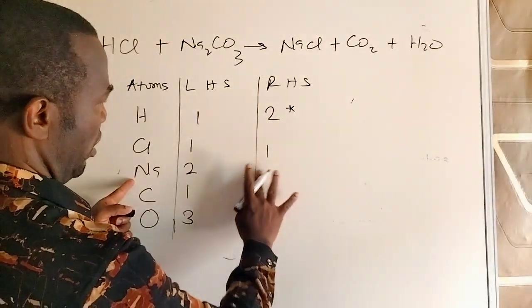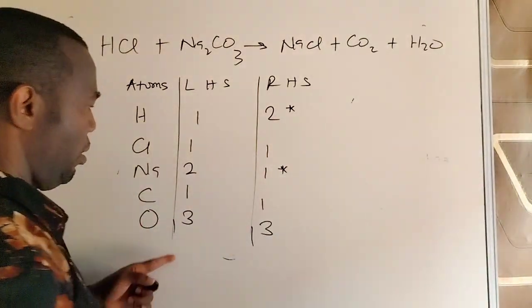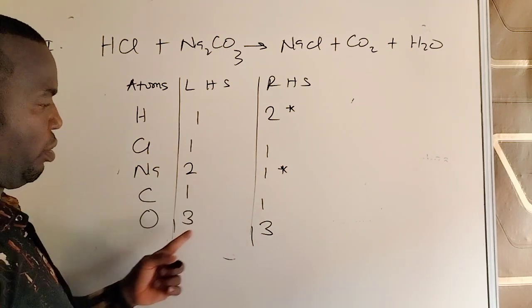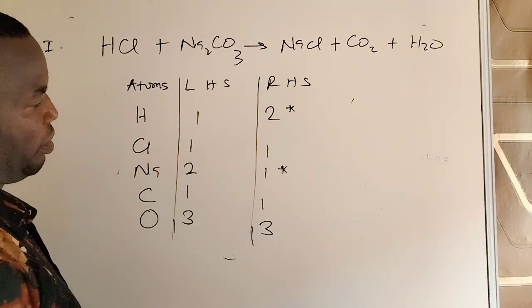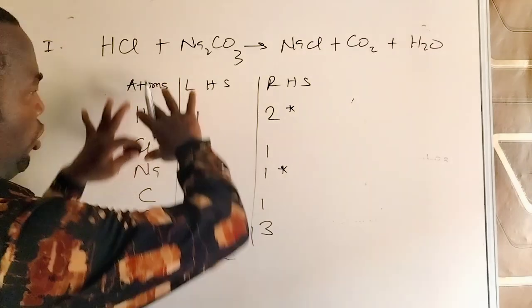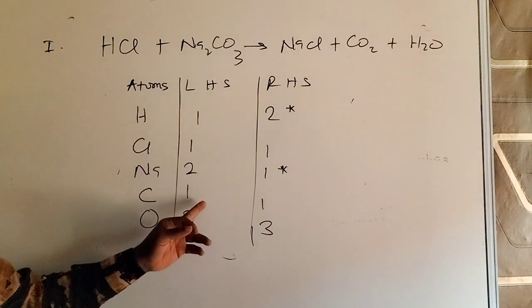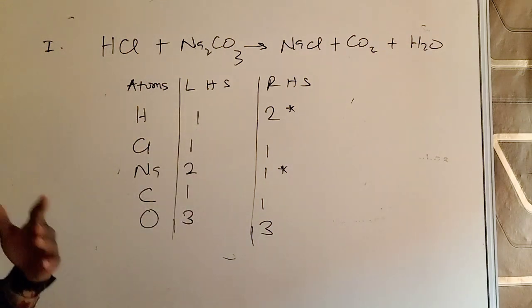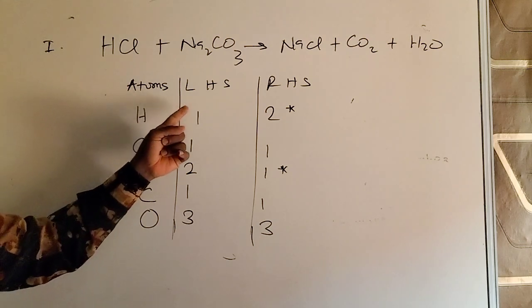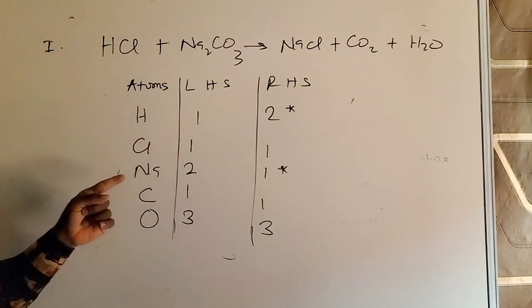Sodium is 2 and 1. Carbon appears balanced, oxygen appears balanced. As long as 2 elements are not balanced here, the whole equation is not balanced. So we have to work on the equation. We have 2 elements that are not balanced, hydrogen and sodium. As I said, when you want to balance, start with one of the elements, hydrogen or sodium.